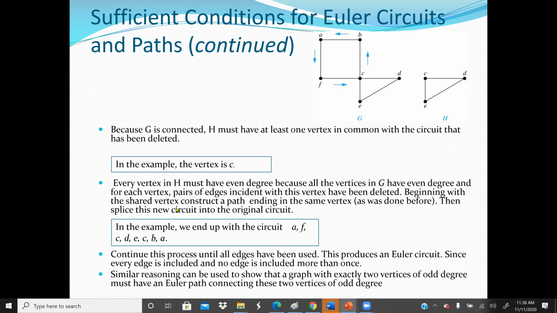Now, beginning with the shared vertex, we should construct a path ending in the same vertex as was done before, then splice this new circuit into the original circuit. So in the example we have here, we end up with AF, then C, then E, then C, then B, and then A. So we continue this process until all the edges have been used. This will produce an Euler circuit, since every edge is included and no edge is included more than once.